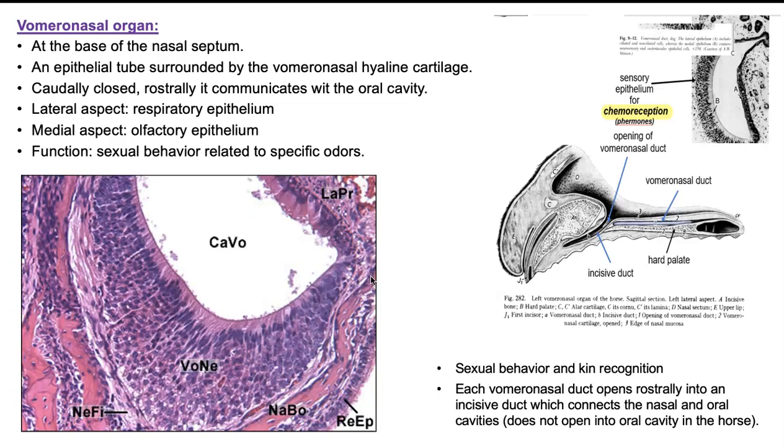You just have to know, in animals such as the horse, usually the oral end of this duct, the incisive duct, will be blind. The importance of the vomeronasal organ is for sexual behavior and kin recognition, right? So it's very important also for dogs, and this is why it is a well developed organ.